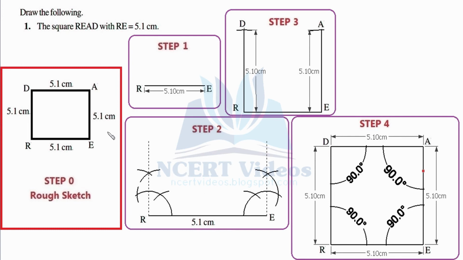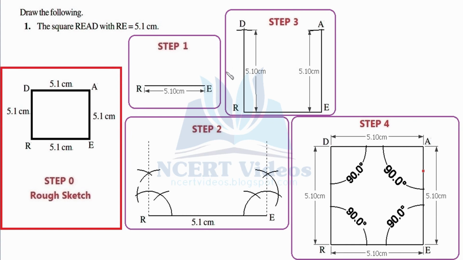Now, in step number 3rd, we need to denote these vertices D and A on vertices R and E respectively. Since 5.1 centimeter is the constant line segment dimension on all 4 sides, we will readjust the compasses to a distance of 5.1 centimeter, put our needle at R and intersect the previously constructed dotted ray, because it does not have an endpoint. So we did like this, marked it down as 5.1 centimeter and put our vertex as D.